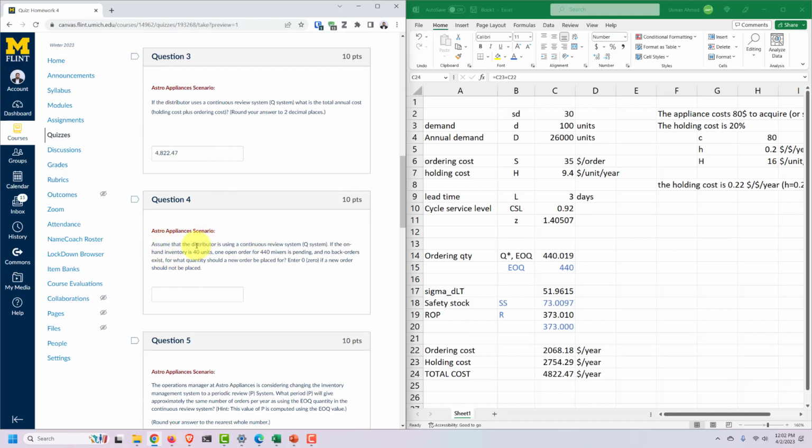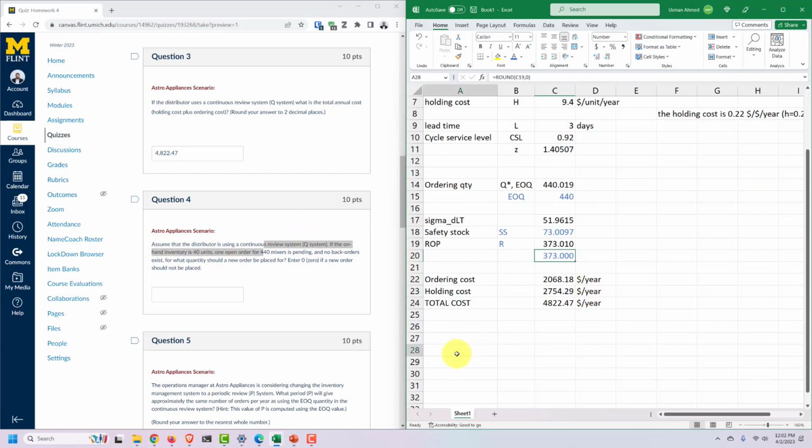Okay, so now question 4. Assume we're using the continuous review system, so we're using this Q and we're using this R, to manage the inventory. On-hand inventory is 40 units. Open order is 440 units. There are no back orders, so back orders is 0.